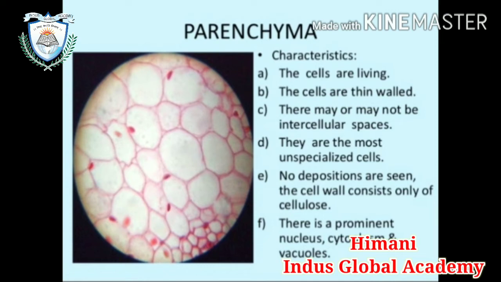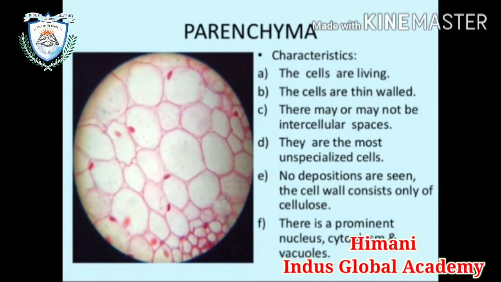Parenchyma is basically a living tissue having thin cell walls. They can be oval or round in shape. They have a large central vacuole and a dense cytoplasm. This parenchyma tissue is located in the soft part of the plant, such as the cortex or pith. They are the most unspecialized cells, and there are no depositions. The cell wall consists only of cellulose. There is a prominent nucleus, cytoplasm and vacuole.